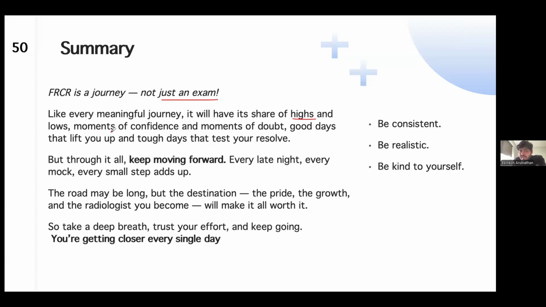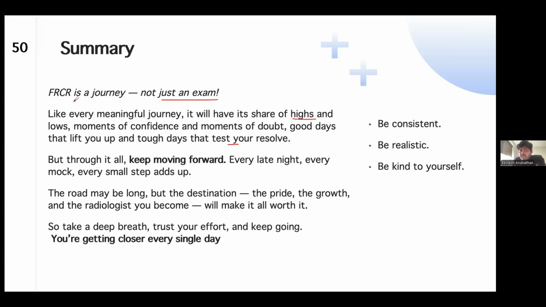As with every journey, you'll have highs and lows, and you'll have confidence and doubt. You'll have good days and you'll have bad days. This is so with the FRCR journey as well. When I started my FRCR part one, I never thought that I'd be able to finish my 2B and be able to move to the UK someday. I never dared to dream all this. But then this all happened, and you will have good days, you will have bad days.